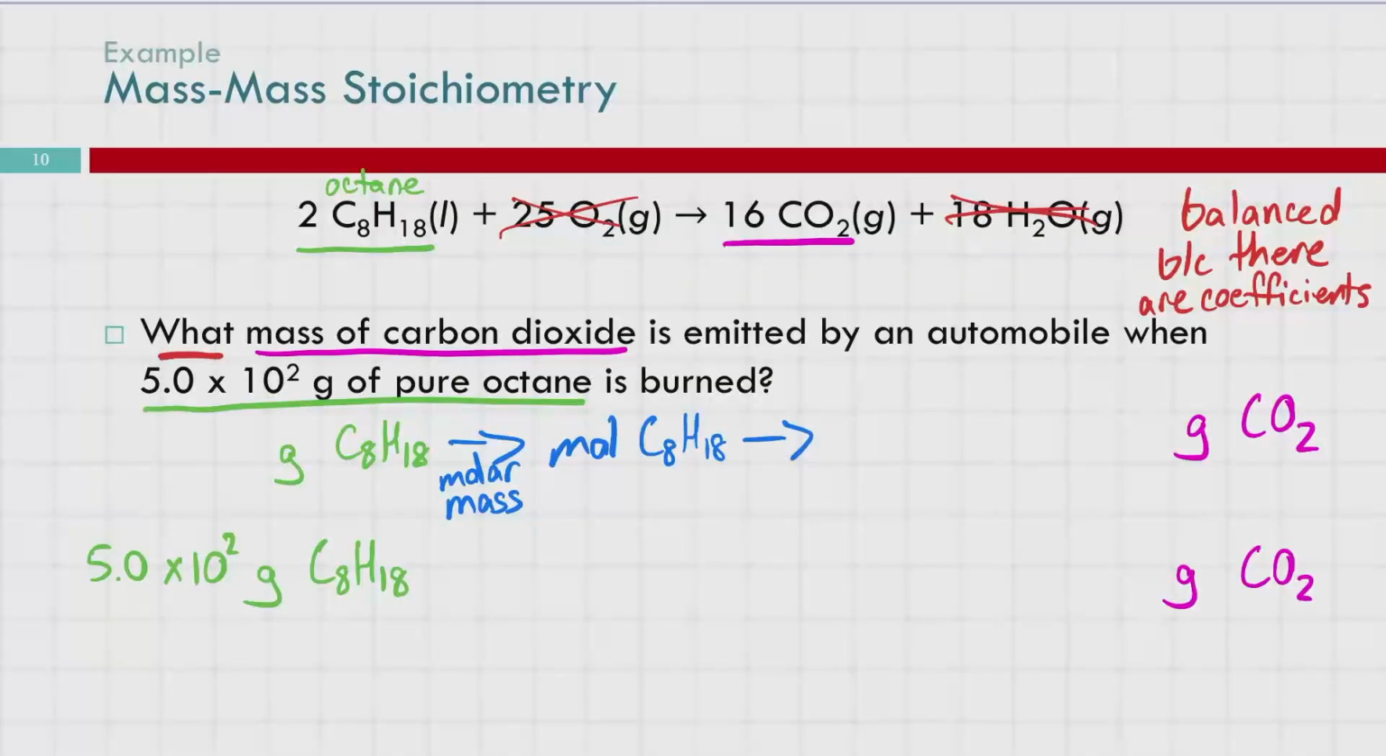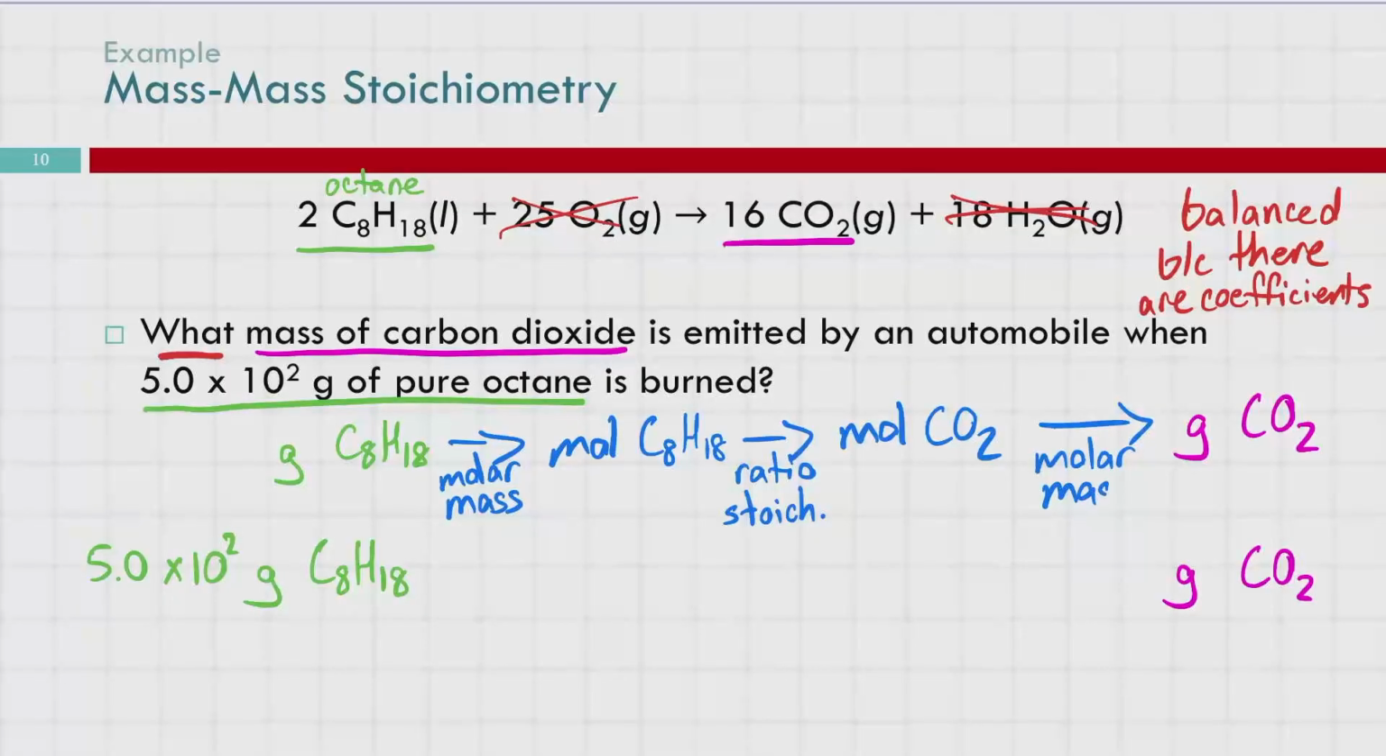So we can convert from moles of octane. We've got 2 octane in equals 16 CO2 out. This is our ratio or stoichiometry step. We can get to moles of CO2. Can we get from moles of CO2 to grams of CO2? Yes, we can. What are we going to use to do that? Molar mass.